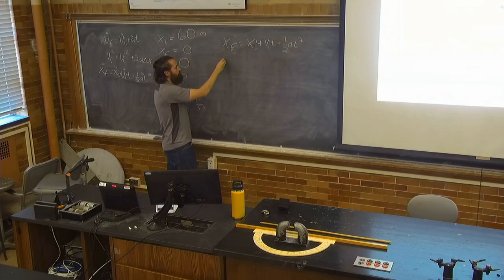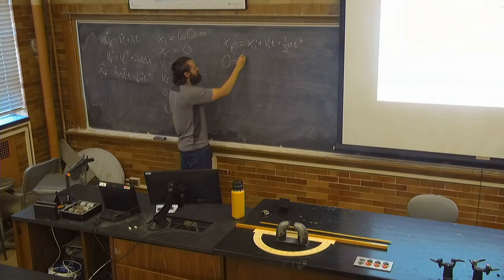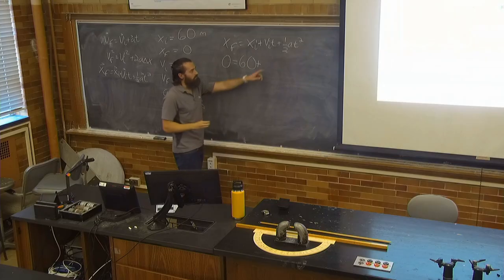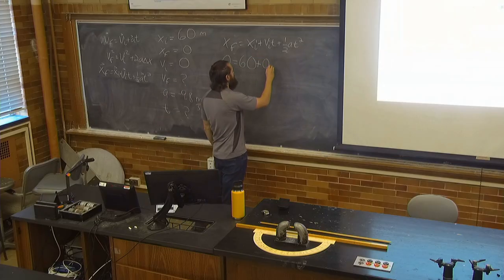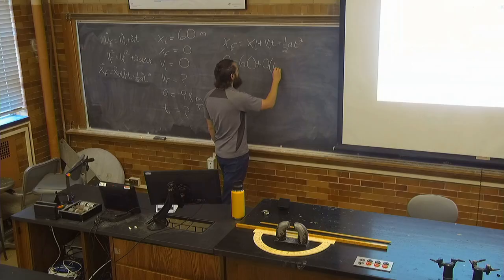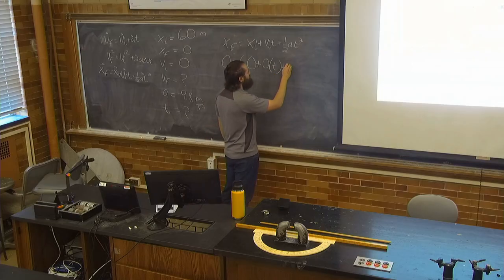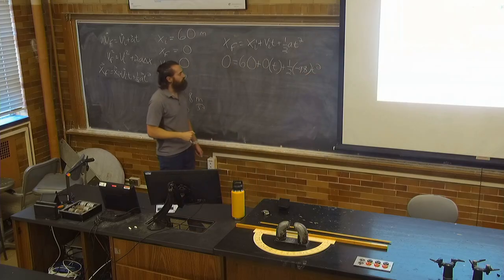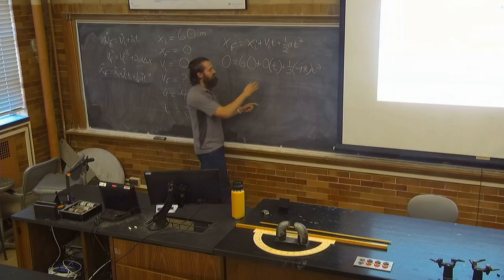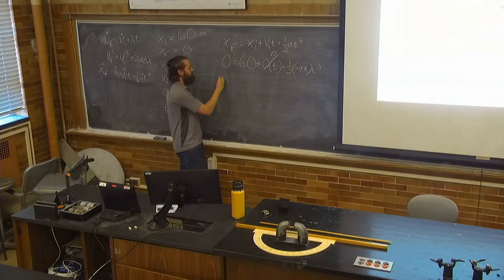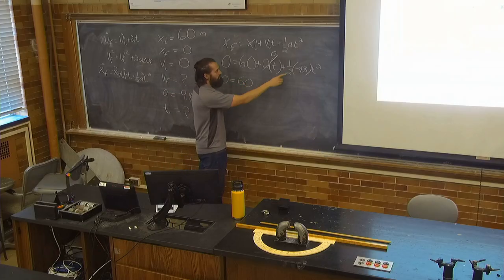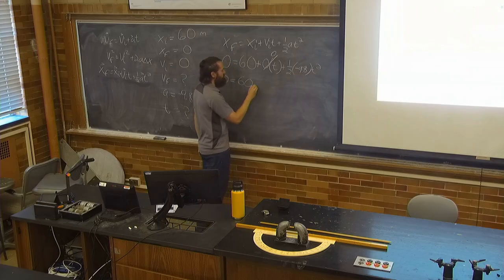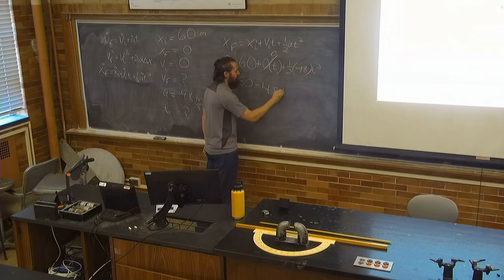The final position is 0, initial position 60, the initial velocity was 0, so it doesn't really matter what the time is. And then 1/2 the acceleration, negative 9.8, and then t squared. Anytime you multiply by 0, you just get 0. So this whole term just goes to 0. To simplify this a little bit, we have 60, and then 1/2 times negative 9.8 would be negative 4.9 t squared.